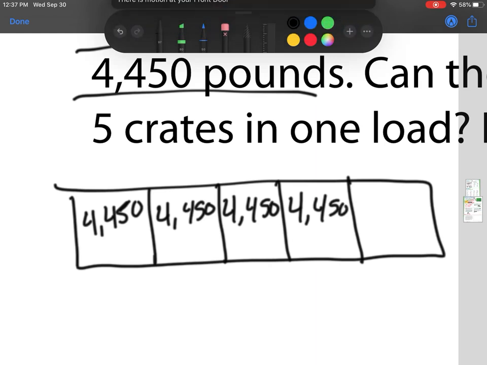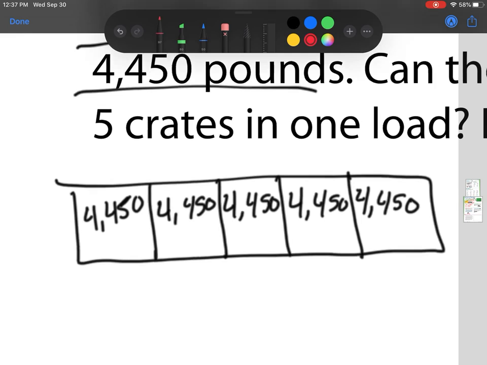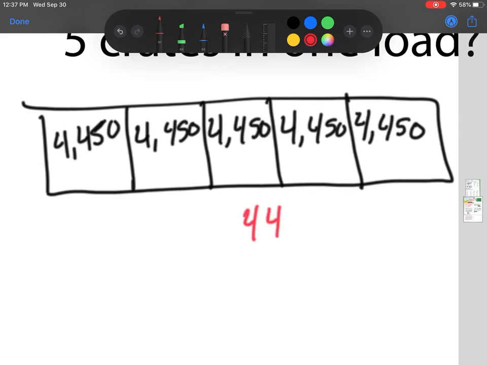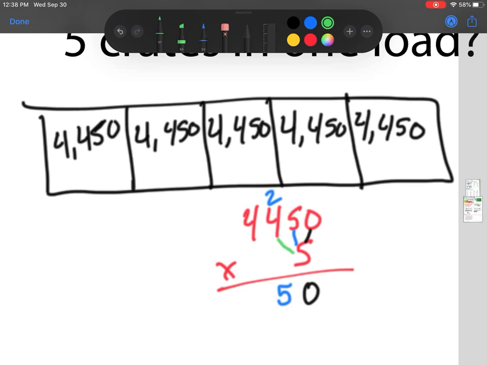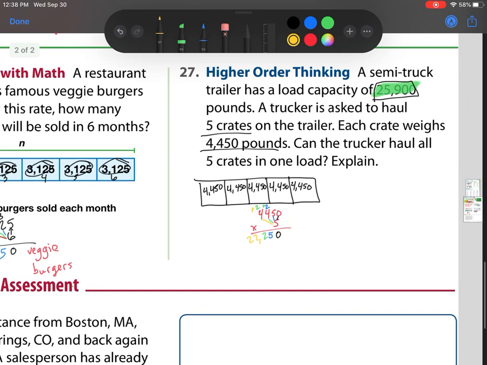It should. Remember, when I have equal repeated groups, we can either do repeat addition or we can make that multiplication. So let's do multiplication. We have 4,450 times 5. 5 times 0 is 0. 5 times 5 is 25, so I put that 5 down, regroup the 2. 5 times 4 is 20, plus 2 is 22, so I regroup that 2. And lastly, 5 times 4 is 20, plus 2 is 22. So that's how much those crates weigh. So is this number less than this number? It is, which means our trucker can carry them.